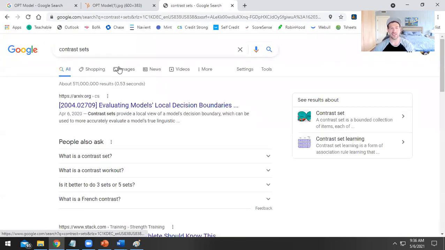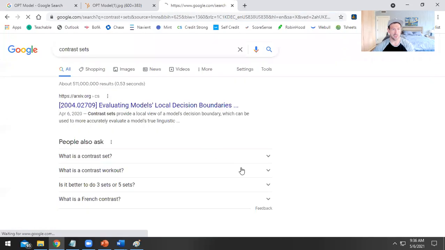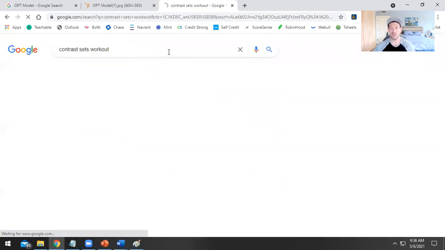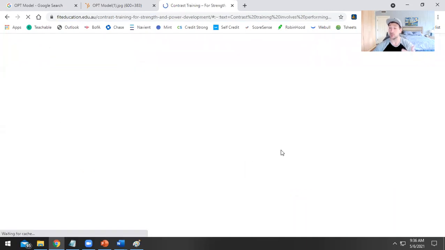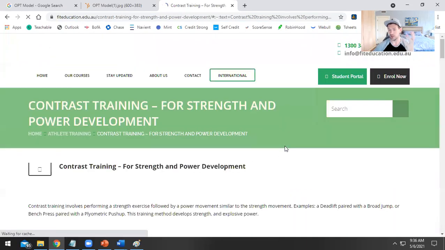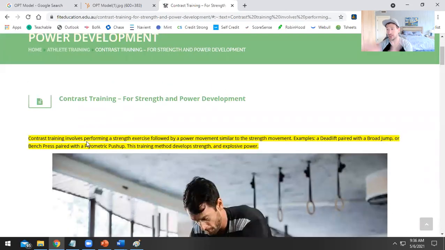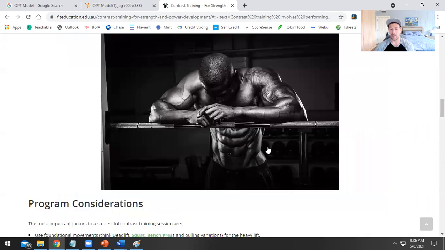So what contrast sets are, let's see if I can find a picture of this. Yeah, probably not a picture. A contrast set is where you do a very, very heavy lift followed immediately by something explosive that is very similar. So maybe it would be like a bench press paired with like a clap push-up, right? That'd be a really good pair of a contrast set. You focus on the maximum force production first, then you focus on maximum velocity second.